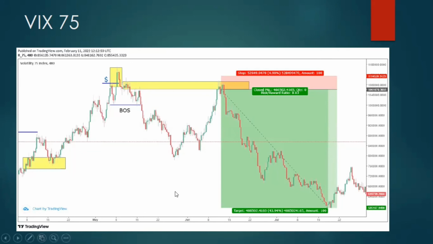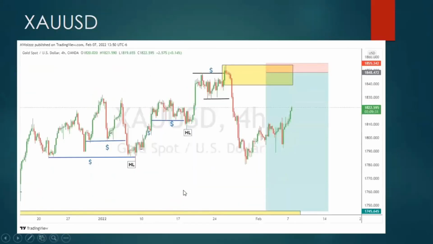Now, let me still further show you some examples. This is gold. So if you think it's only working on VIX 75, no, it works across board. You see me analyzing Bitcoin, you see me analyzing stocks of all kinds, you see me analyzing even currency. It works across board. All you just have to do is understand it, then you start killing this market.